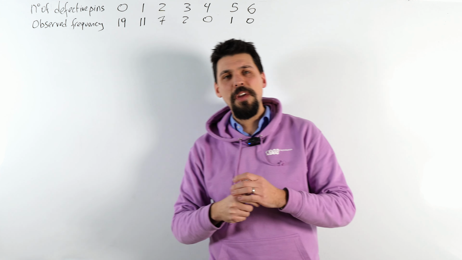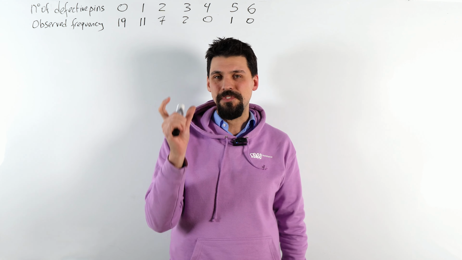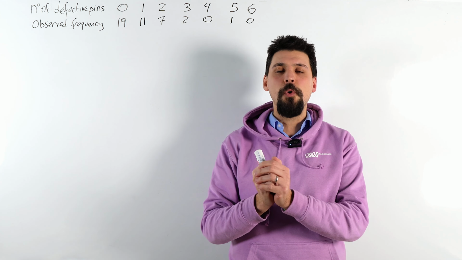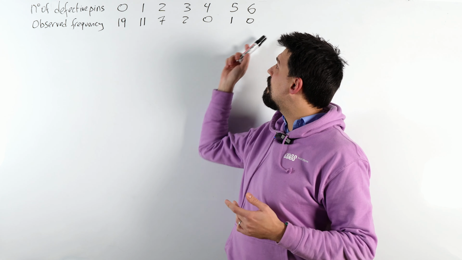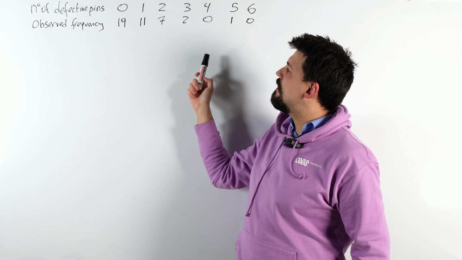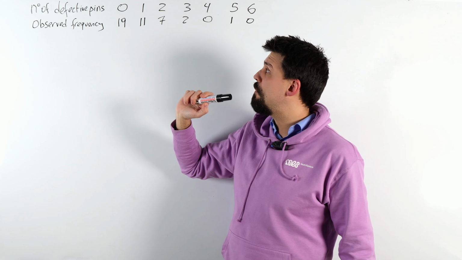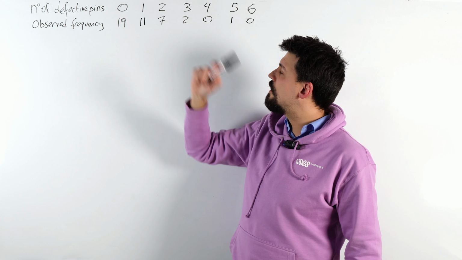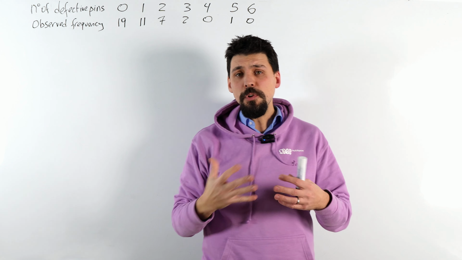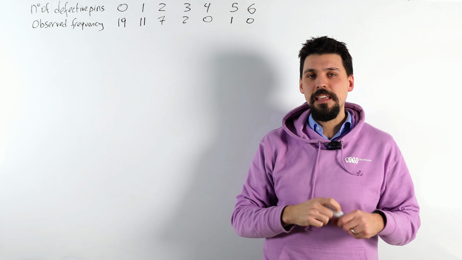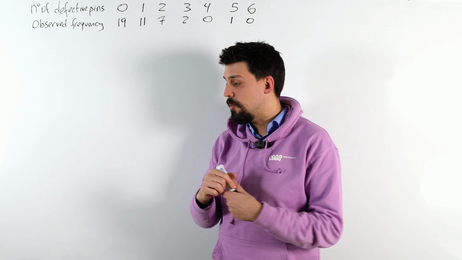A factory wants to investigate what's going on with how many defective pins they have in batches of 6. To do that, they take 40 of those batches and count how many defective pins there are. And they recorded their results in this table. So of those 40 batches, 19 of them had no defective pins out of 6, 11 had 1 defective, 7 had 2, and so on and so forth. Now what the question is saying is that they think this could be modelled by a binomial distribution. That is what we are going to investigate.